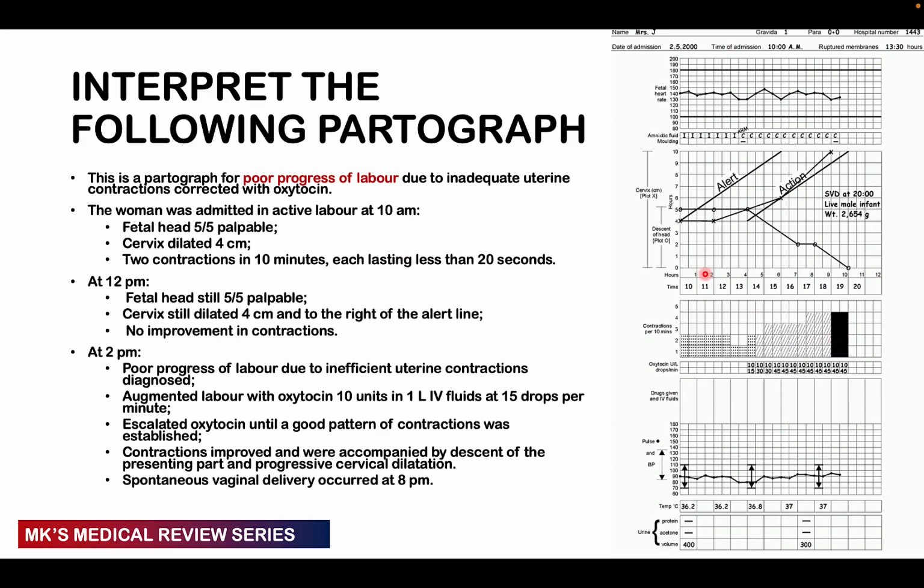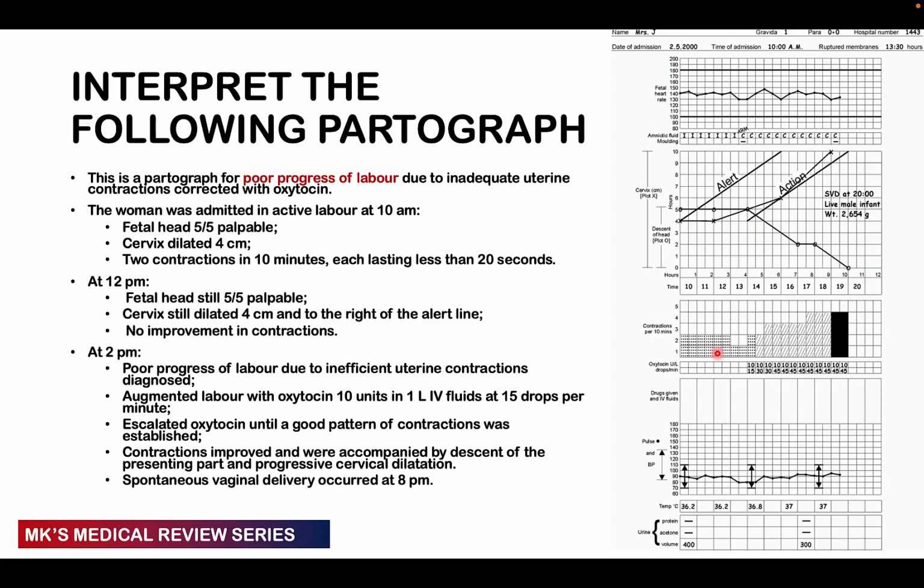Then this woman was reassessed at 12 hours. I don't know why they reassessed her at 12 hours, because you know that vaginal examinations are supposed to be reassessed after every 4 hours. So this was actually frequently assessing the woman. When we reassessed her at 12 hours, we realized that the fetal head was still 5 out of 5. The cervical dilatation was still at 4 centimeters. She was now on the right side of the alert line, and the contractions had not improved.